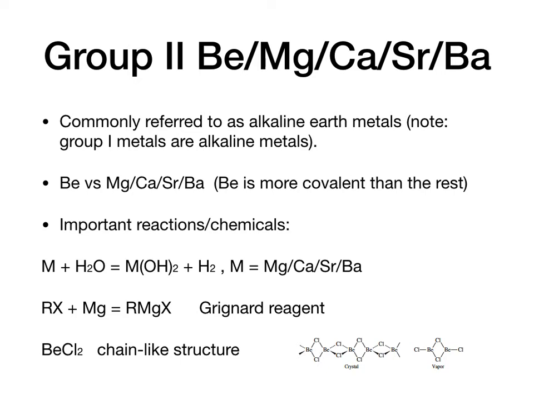That is the reaction between alkyl halide with magnesium powder. Grignard reagent is a very popular starting material in organic synthesis. It's a powerful nucleophile. The other important chemical in this group is beryllium dichloride.